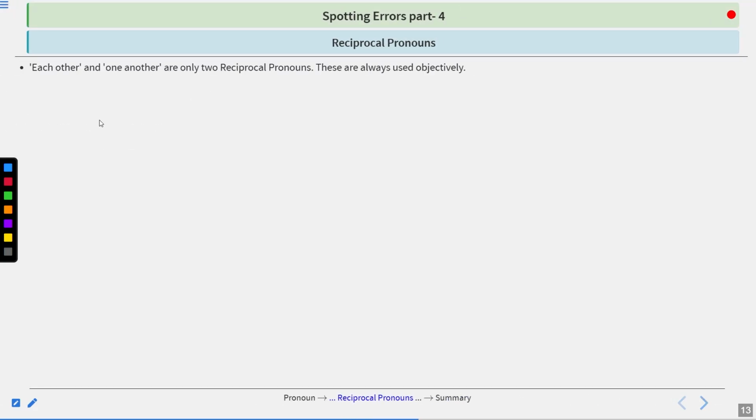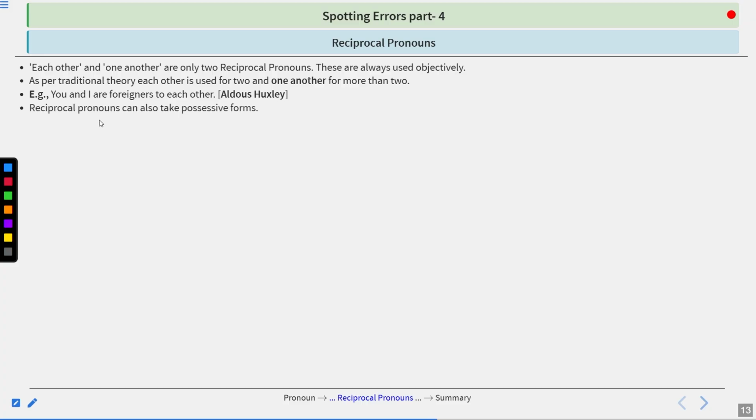Reciprocal pronouns. Each other and one another are the only two reciprocal pronouns. These are always used objectively. As per traditional theory, each other is used for two and one another for more than two. Example, you and I are foreigners to each other. Aldous Huxley. You, second person, and I, first person, to each other. Here we are talking about two persons. So that's why we have used each other.